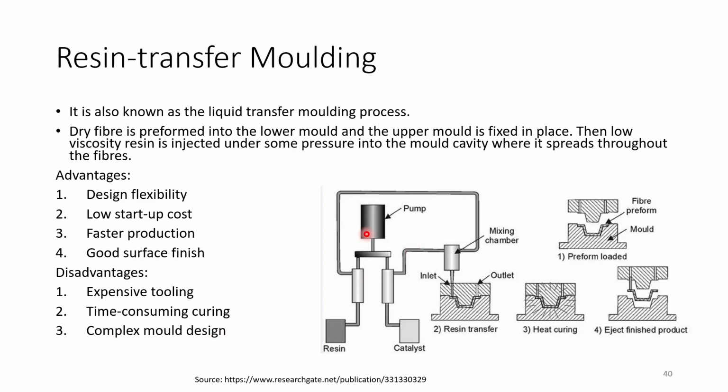So in this case, you are firstly making a fiber preform in this mold. So in this mold you are keeping, and then you are injecting your resin inside this fiber preform, and then after that it is heated so that this thermoset polymer can set inside this fiber, and then it is ejected and finished part is made.